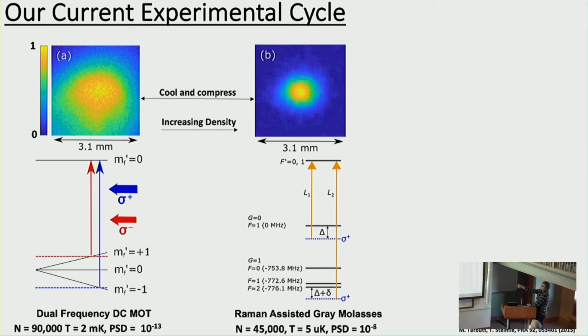Then what we could do is an interesting thing where we could cool and compress by alternating between Raman-assisted gray molasses. People call it lambda-enhanced gray molasses. You'll read about it. We could cool and compress this guy down. We can get it very cold very quickly.